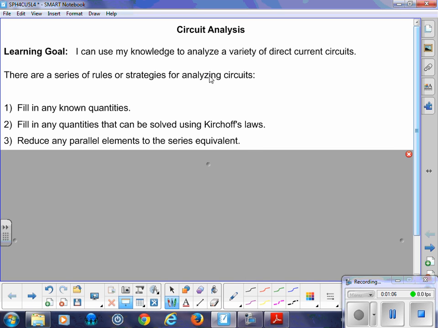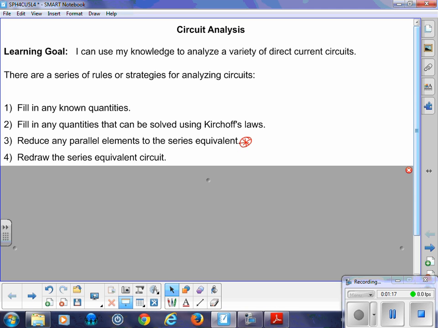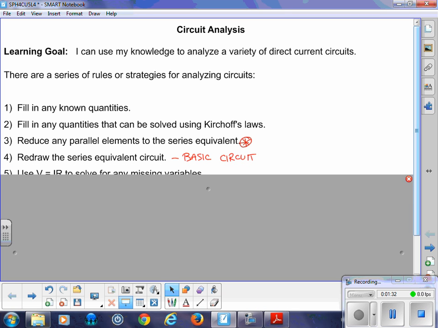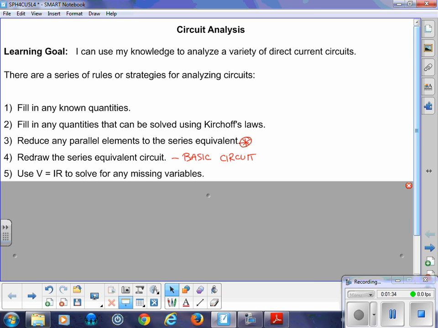Here's the key one right here. You need to reduce parallel circuits to equivalent series circuits. And again, I'll show you how to do this. It's one of those things that you got to see the process. We draw a series equivalent circuit. So we're really doing step 3 to get to 4, because what we want is to create a basic circuit. So we're going to take complicated ones and simplify them. And finally, we're going to use V equals IR to solve for any missing variables. That's our mainstay. We are just using that formula right there.